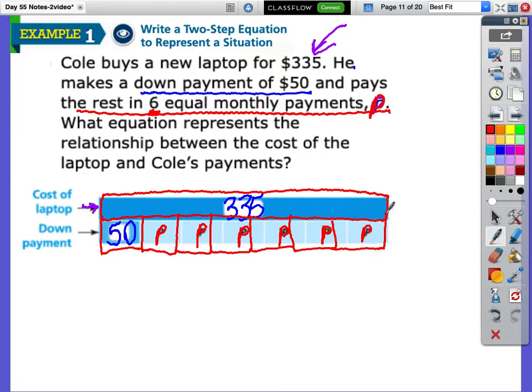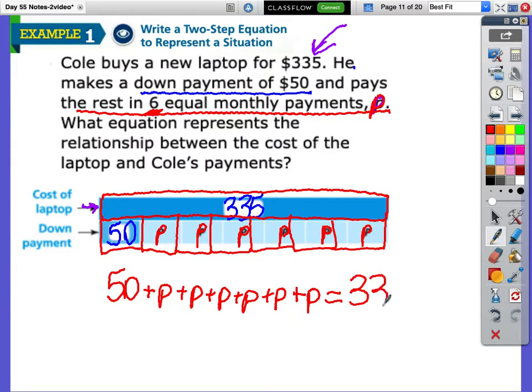So, let's write that in equation form. Notice the 335 and then this 50 and all these different P for the monthly payments, all of those are equal to each other. So if I say $50 for the down payment plus P plus P plus P, I'm going to do that 6 times, remember? Because there's 6 monthly payments. We know that that is going to equal the total amount of that laptop, and that's how much he needs to pay for it to be totally his and that he doesn't have to owe anything on.